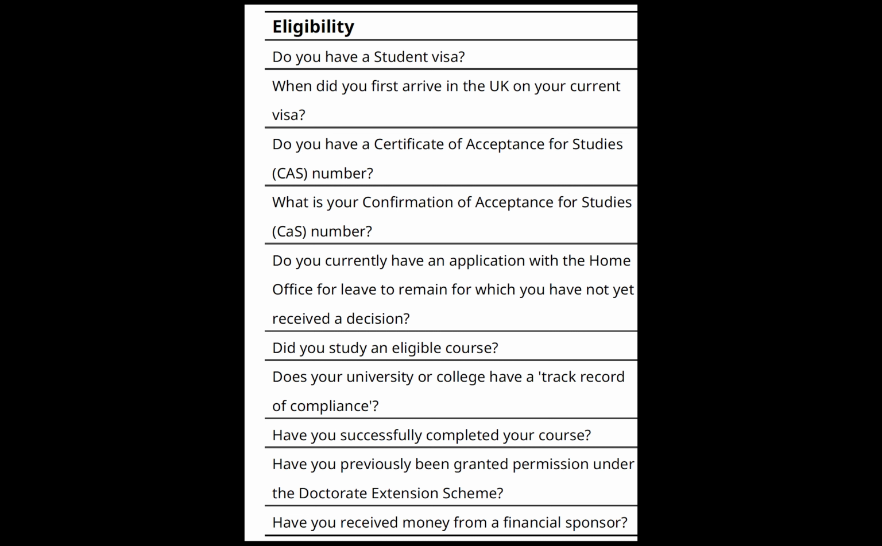Do you currently have an application with the Home Office? No, I selected no for that. Did you study an eligible course? Yes, I did. Does your university or college have a track record of compliance? Yes. Have you successfully completed your course? I selected yes. Have you previously been granted permission under the doctorate extension scheme? No. Have you received money from a financial officer? It was no.